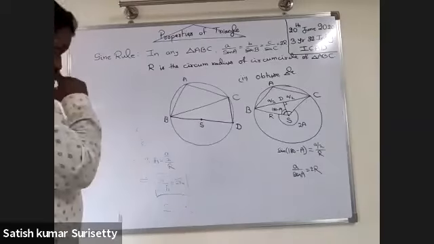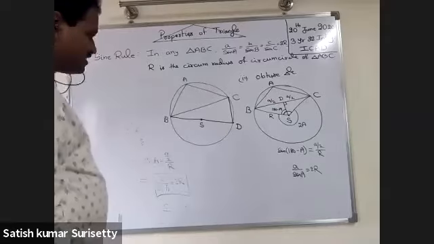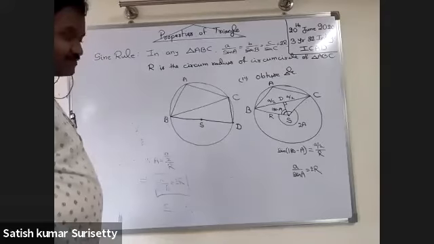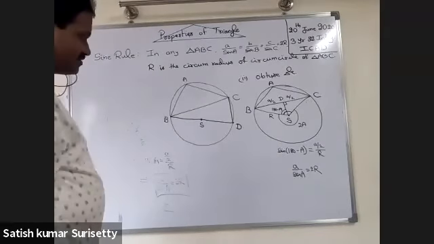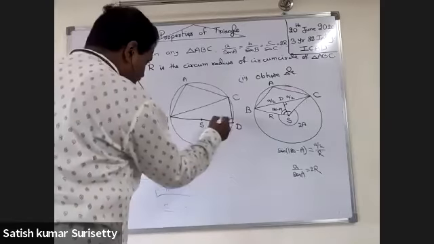Now, is there anything you can say about the figure now? Cyclic quadrilateral. So what is the property of a cyclic quadrilateral? Opposite angles are supplementary. That means angle D equals what? 180 minus A.